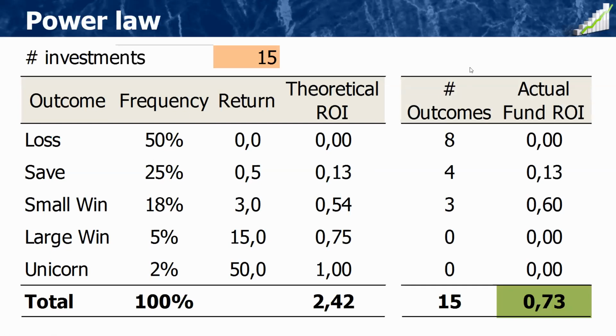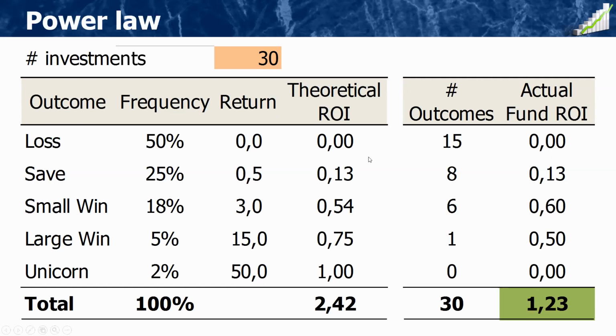Now let's look at it if you have 15 investments in the fund, which is actually quite common. So if you round that, it seems that the actual fund return, statistically, in this case is less than 1 on a gross basis. So you should be lucky to be at least in a large win or unicorn. So you are actually losing money in this situation, statistically.